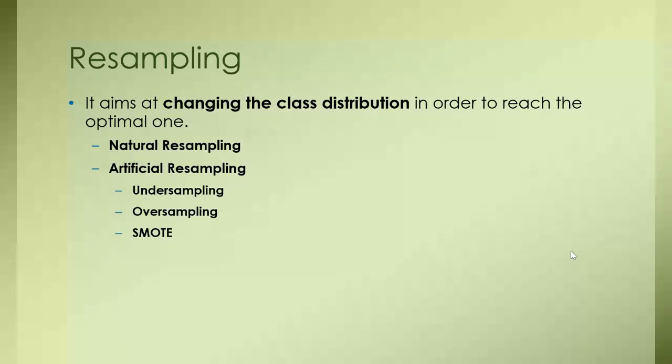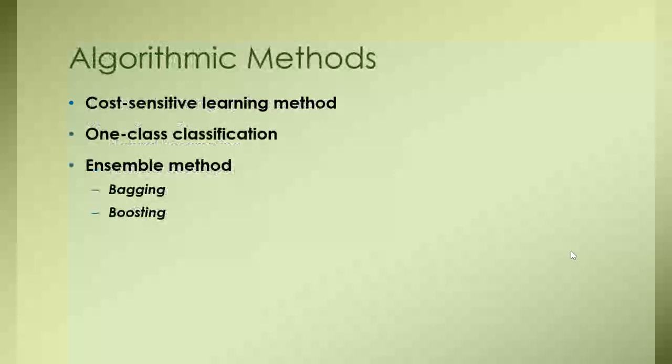Now let's move to the algorithmic method. In this, the various things are the cost sensitive learning method, one class classification, and ensemble method. The cost sensitive learning method assigns the misclassification cost into the learning algorithms. The main goal is to minimize the loss function and encourage the algorithm to favor the minority class.